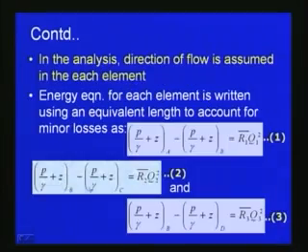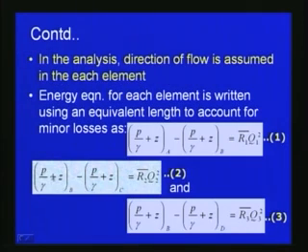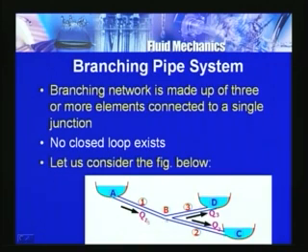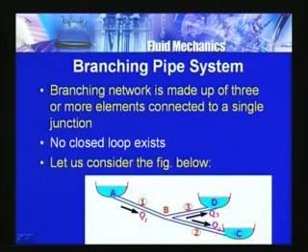So, now if you write the energy equation between B and C, here we can write P by gamma plus Z at B minus P by gamma plus Z at C is equal to R2 bar Q2 square, and similarly we can write between B and D, P by gamma plus Z at B minus P by gamma plus Z at D, that is equal to R3 bar Q3 square. Where Q1 is the discharge through pipe 1, Q2 is the discharge through pipe 2, and Q3 is the discharge through pipe 3.